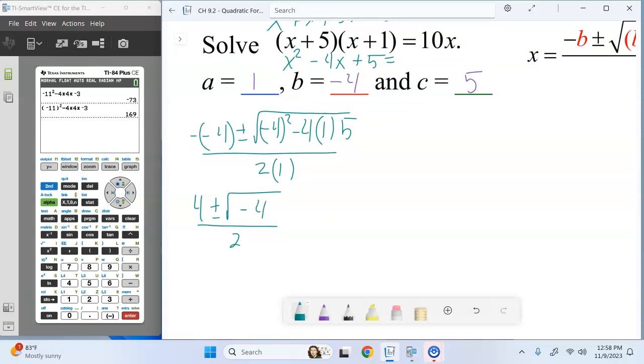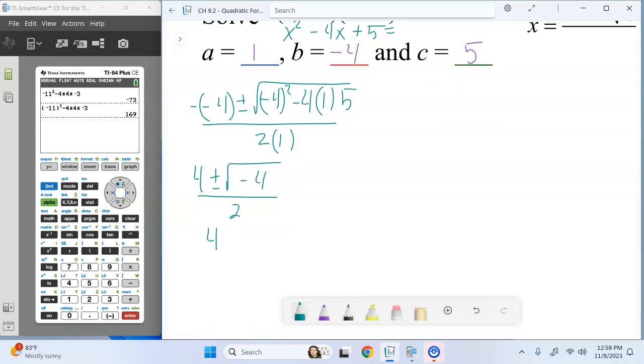What's the square root of negative 4? 2i. Can I simplify this fraction? Yes. By what? 2. 4, 2, and 2, all divided by 2, leaves us with 2 plus and minus i. Alright, so that's the quadratic formula.